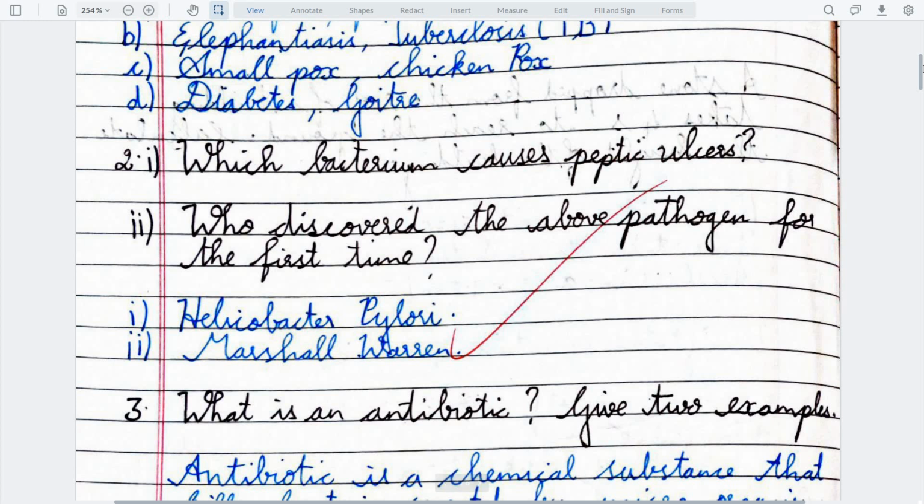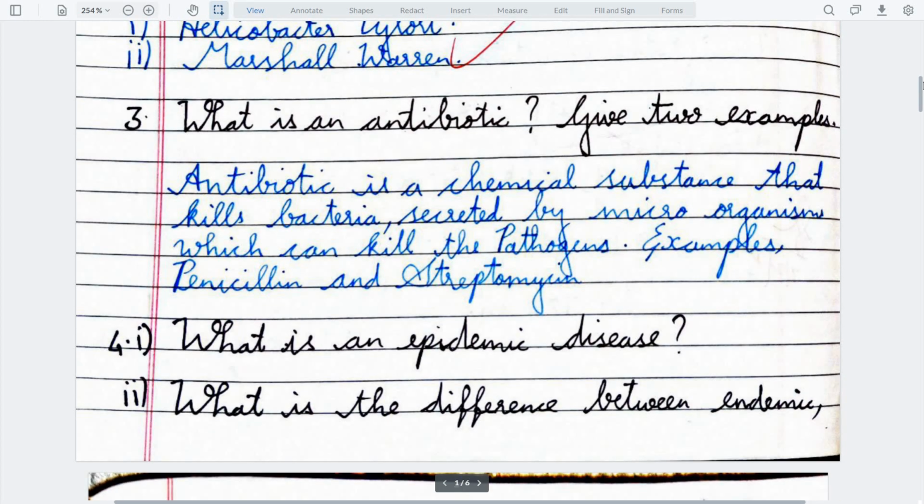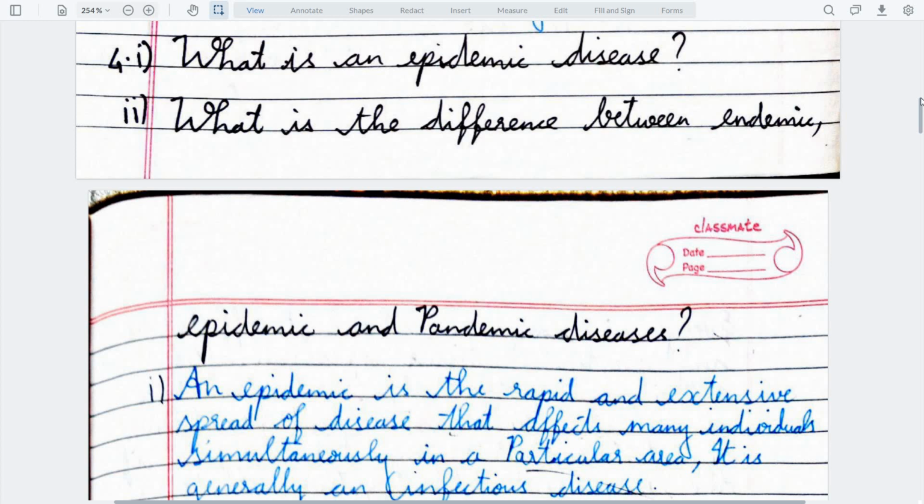Helicobacter pylori. Who discovered the above pathogen for the first time? Marshall and Warren. What is an antibiotic? Give two examples. An antibiotic is a chemical substance secreted by microorganisms which can kill pathogens such as bacteria. Examples: penicillin and streptomycin.